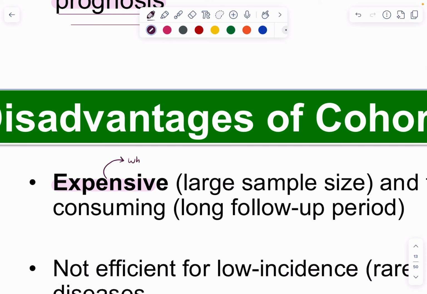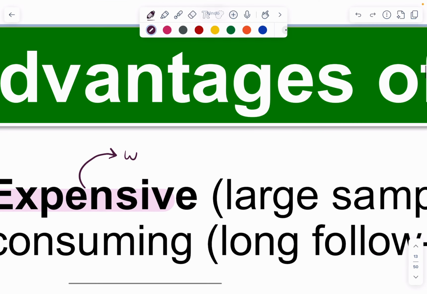So you need to convince and recruit the people. A lot of things actually, and sometimes time is also a cost. So this is very expensive. The second reason why this is expensive is you need a very large sample size. Why do you need a very large sample size?